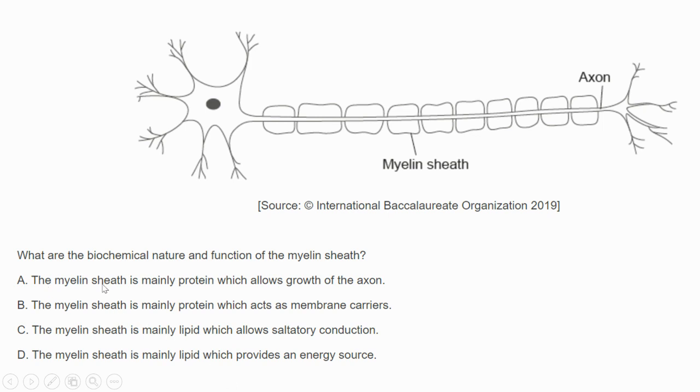All right, let's take them one by one. A, the myelin sheath is mainly protein, which allows growth of the axon. No, the myelin sheath is not mainly protein. B, the myelin sheath is mainly protein. No, it is not mainly protein. It is neither A nor B. So the myelin sheath is mainly lipid. So it's either C or D. Does the myelin sheath function as an energy source, or does it function in saltatory conduction? C is the right answer. The myelin sheath is mainly lipid, which allows for saltatory conduction. Remember that saltatory conduction is jumping from node to node rather than a continuous flow.